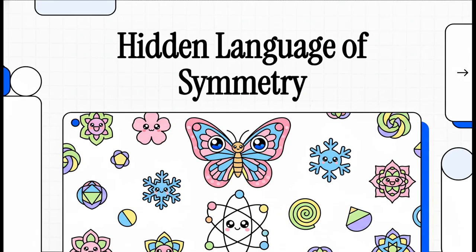All right, let's dive right in. Today, we're going to decode a kind of secret language. It's a language that's written into pretty much everything around us, from the wings of a butterfly all the way up to the fundamental laws of the universe itself. So let's get into the absolutely fascinating world of symmetry.